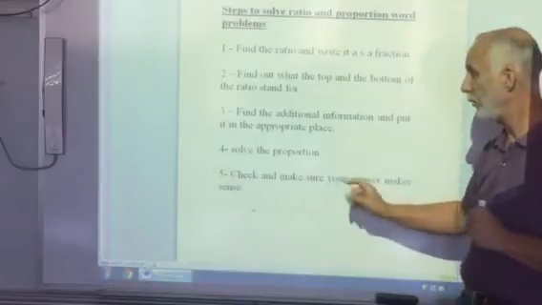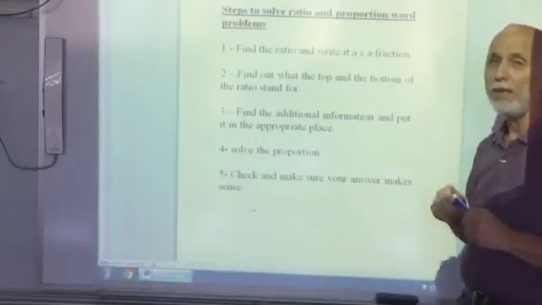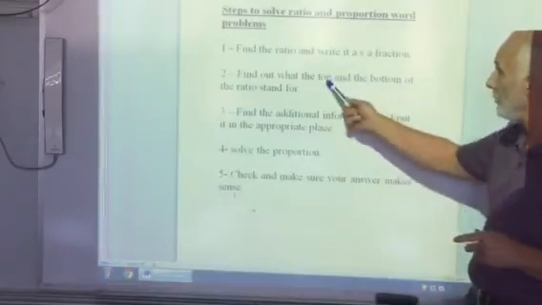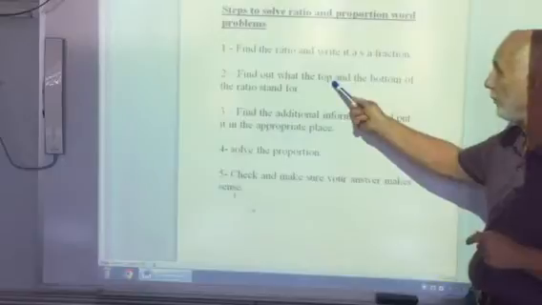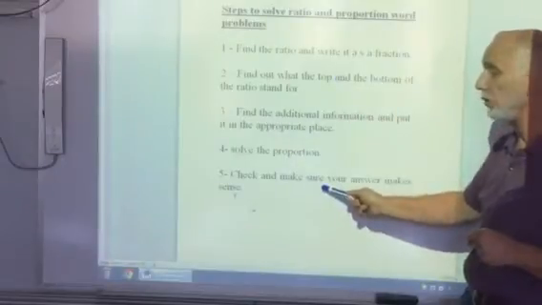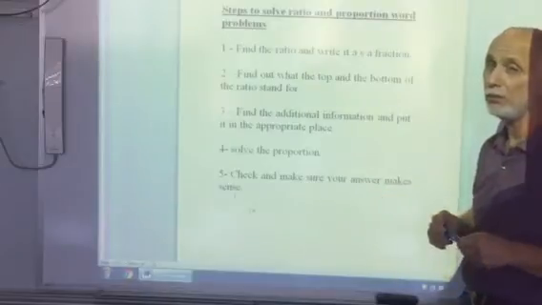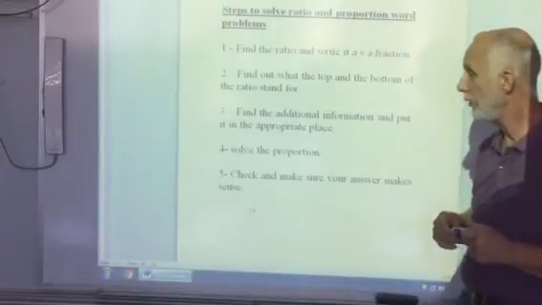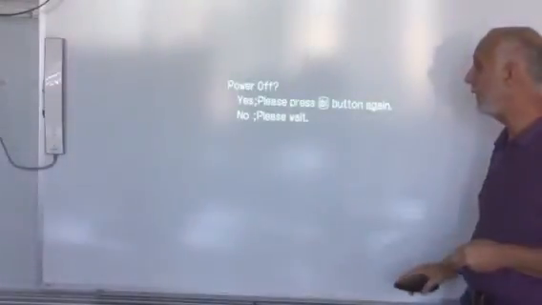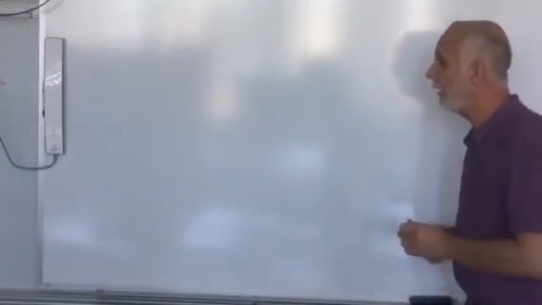And the last step, which people tend to skip, is check to make sure your answer makes sense. If you mess up step two and you put the things in the wrong place, then you're going to get the problem wrong. But if you check and make sure your answer makes sense, your answer will not make sense. So that's what's important here. So now, let's look at an example of how to do this.